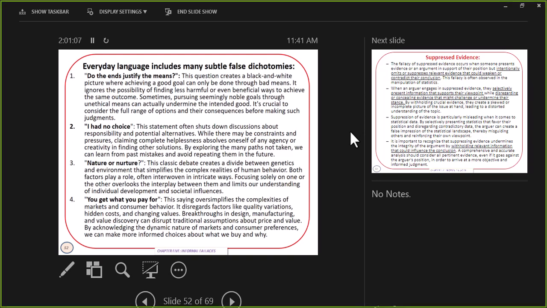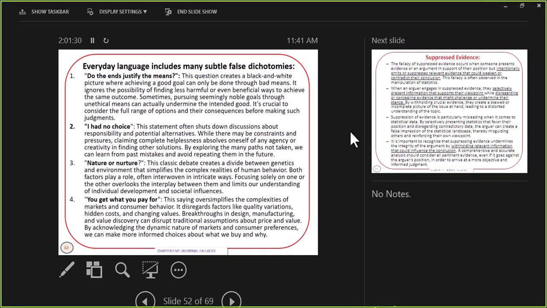The end justifies the means creates a black and white thinking picture, where achieving a good goal can only be done through bad means. Right? "I have no choice" often shuts down discussion about responsibility and potential alternatives. While there may be constraints and pressures, claiming complete helplessness absolves oneself of any agency or creativity in finding other solutions.